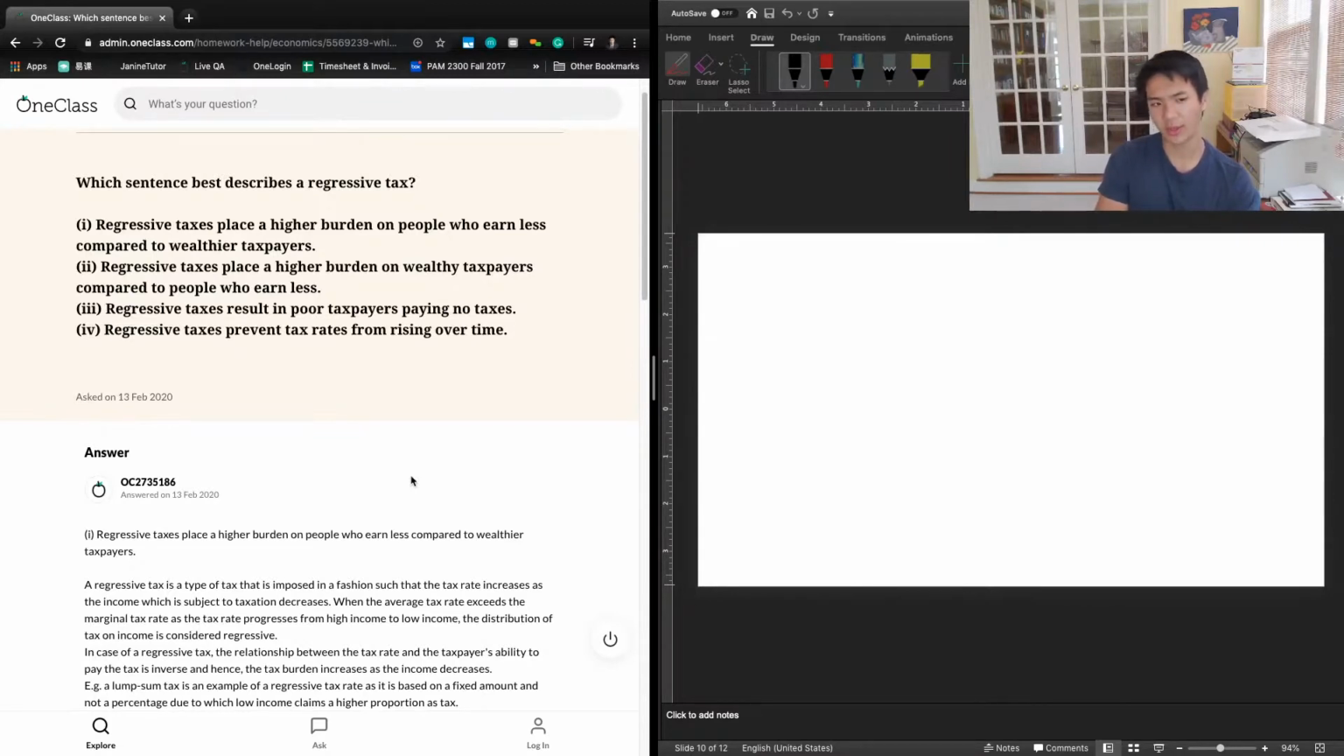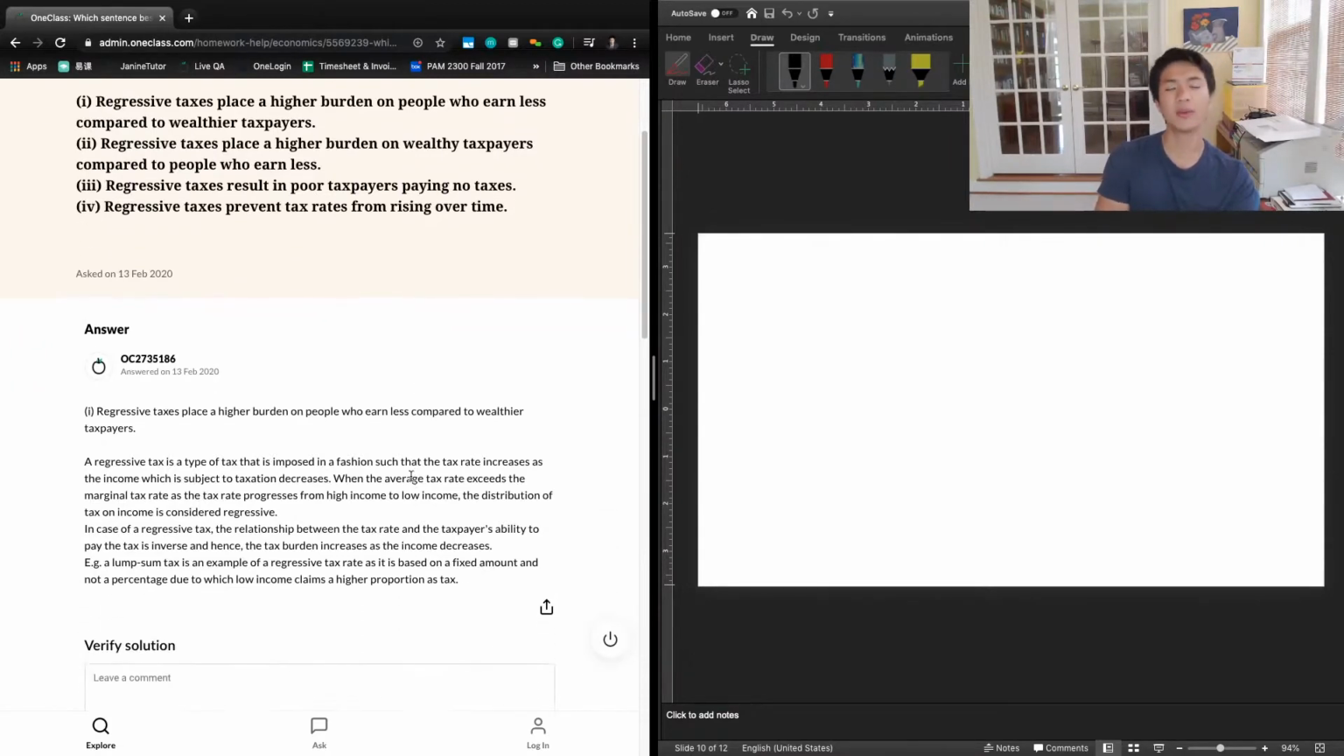And so we can look at the previous tutor's answer choice. The previous tutor also chose answer choice 1. Regressive taxes place a higher burden on people who earn less compared to wealthier taxpayers. And they said a regressive tax is a type of tax that is imposed in a fashion such that the tax rate increases as the income which is subject to taxation decreases. When the average tax rate exceeds the marginal tax rate, as the tax regresses from high income to low income, the distribution of tax on income is considered regressive.